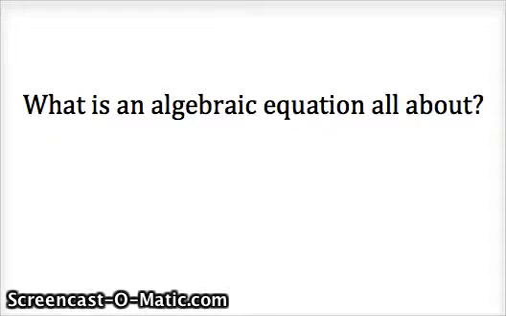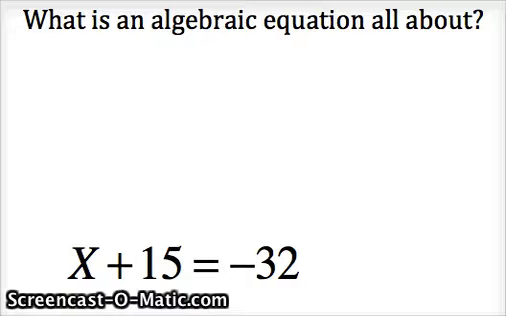Hello, hello, hello. Welcome to your chance to understand algebra better, to understand what's going on in an equation and how it connects to real life and how and why I solve it the way I do. So here's an equation. X plus 15 equals negative 32. What does this mean? It means that I have an amount and some number, and I add 15 to that amount, and I end up with a negative 32.